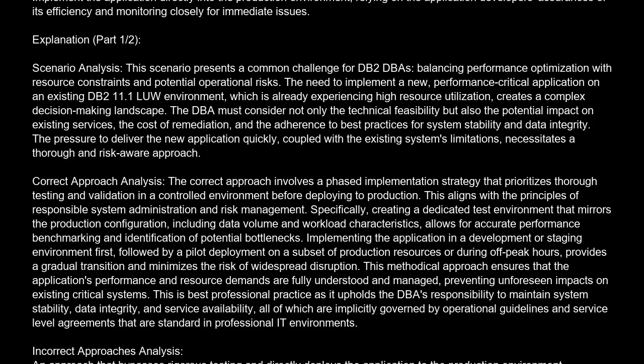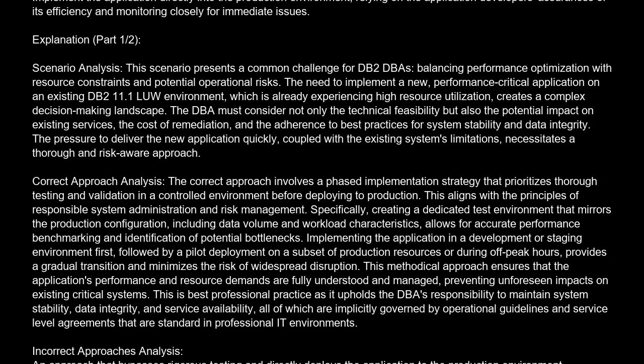This methodical approach ensures that the application's performance and resource demands are fully understood and managed, preventing unforeseen impacts on existing critical systems. This is best professional practice as it upholds the DBA's responsibility to maintain system stability, data integrity, and service availability, all of which are implicitly governed by operational guidelines and service-level agreements that are standard in professional IT environments. Incorrect approaches analysis.